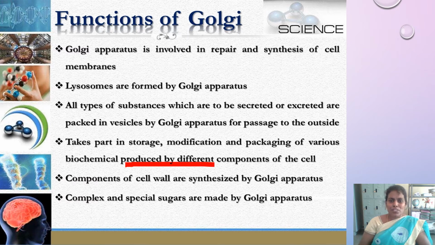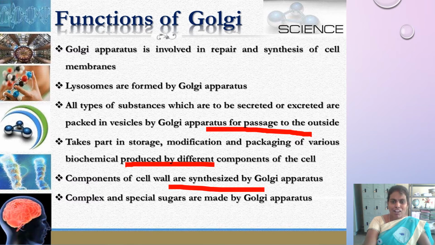All types of substances which are to be secreted or excreted are packed in vesicles by the Golgi apparatus for passage to the outside. The components of the cell wall are synthesized by the Golgi complex. This is one more function of the Golgi apparatus. It is involved in the preparation of components of the cell wall. The cell wall is made up of cellulose, pectin and lignin, as we discussed in the last videos. Those components are synthesized by the Golgi complex only.